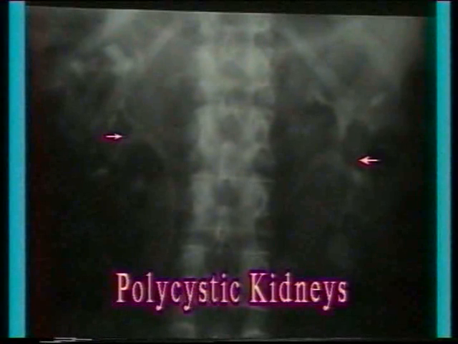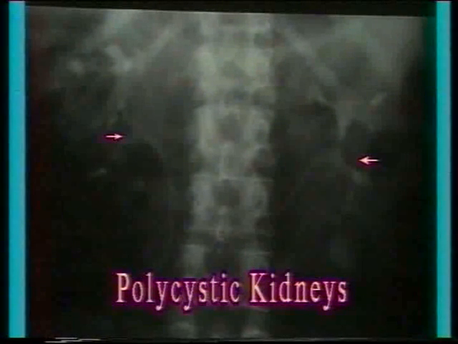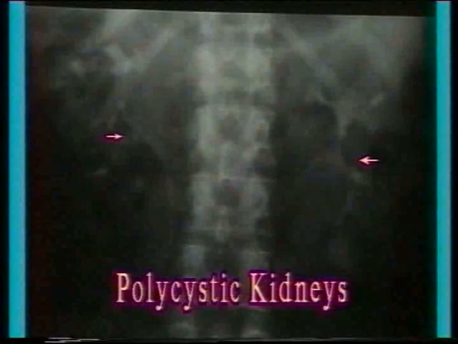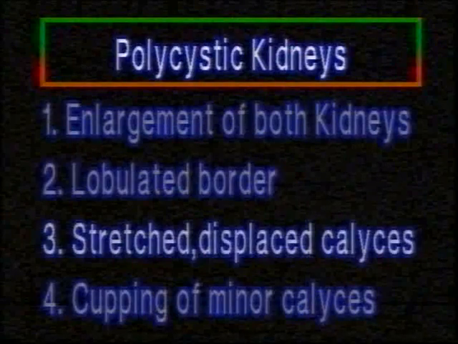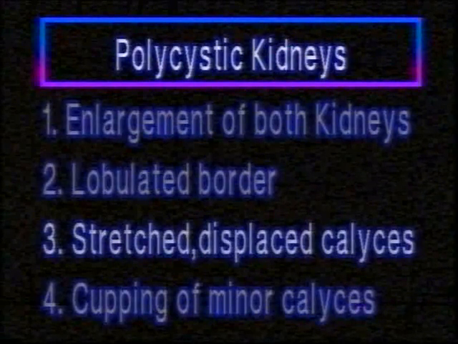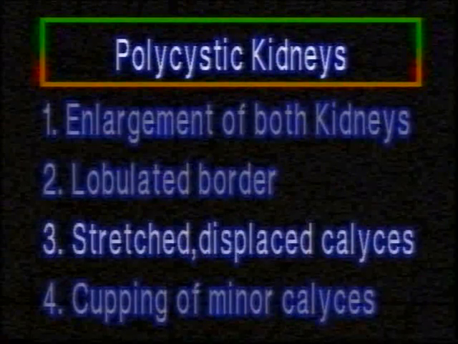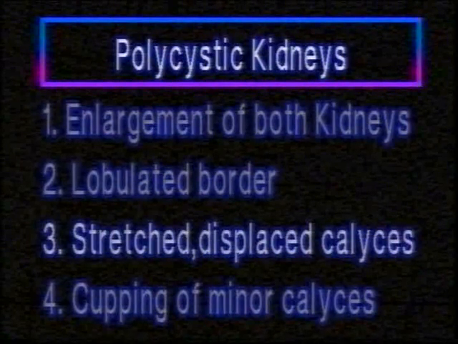The renal border, if seen well on nephrogram, is lobulated due to the cysts on the surface, and the kidneys show a blotchy appearance due to non-opacification of the cysts. So the radiological features of polycystic kidneys are an enlargement of both the kidneys, lobulated border, the major calyces are elongated, stretched and displaced giving a spider leg appearance, and minor calyces show stretching and cupping.